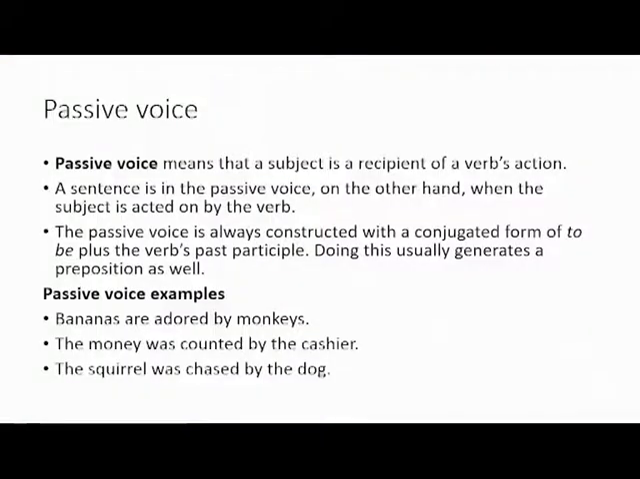And then we have the passive voice. The passive voice means that the subject is the recipient of the verb's action. A sentence is in the passive voice, on the other hand, when the subject is acted on by the verb. The passive voice is always constructed with a conjunctive form of to be plus the verb past participle. Doing this usually generates a preposition as well.